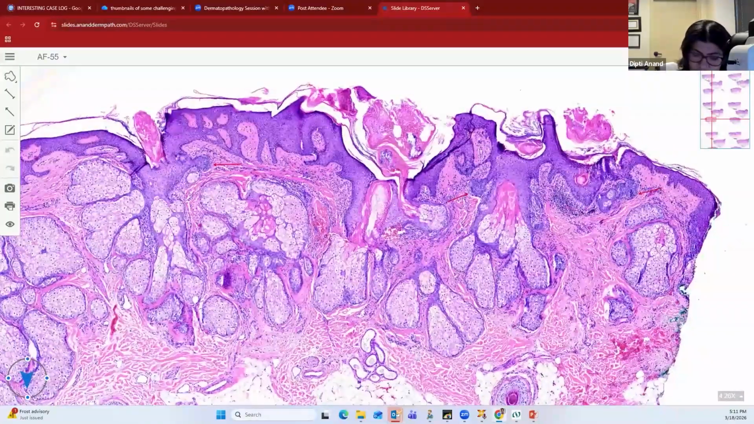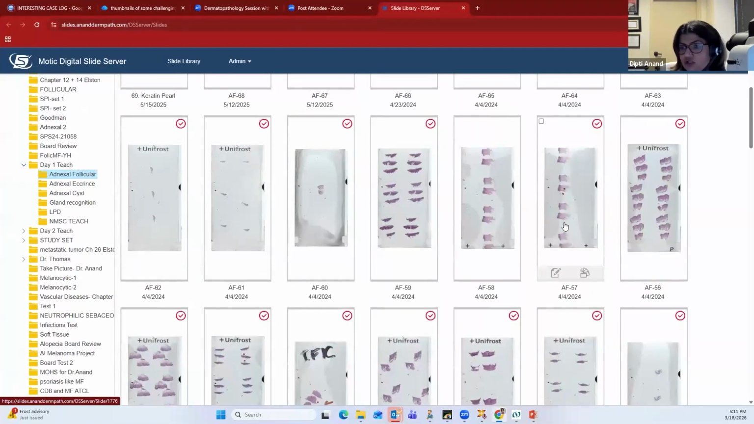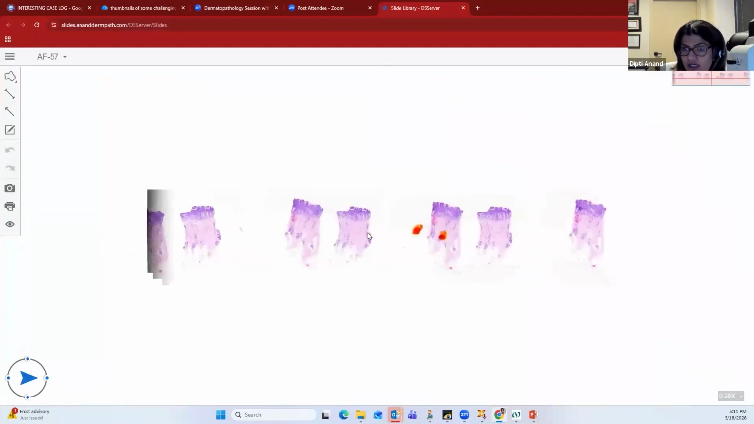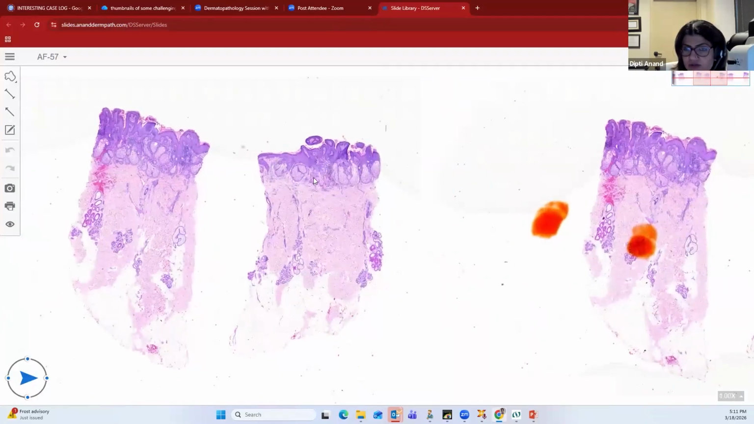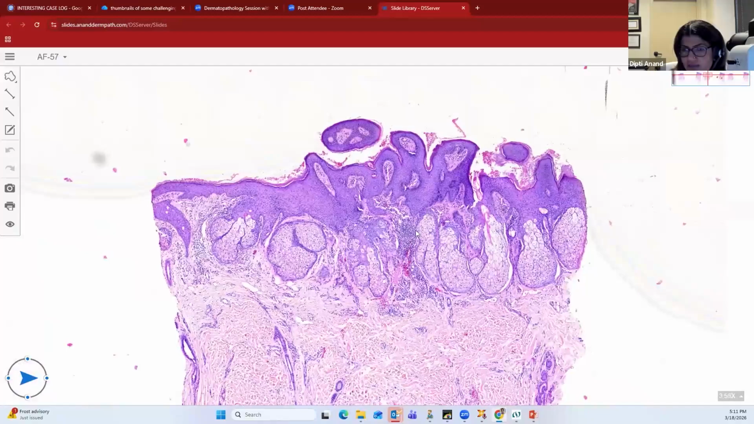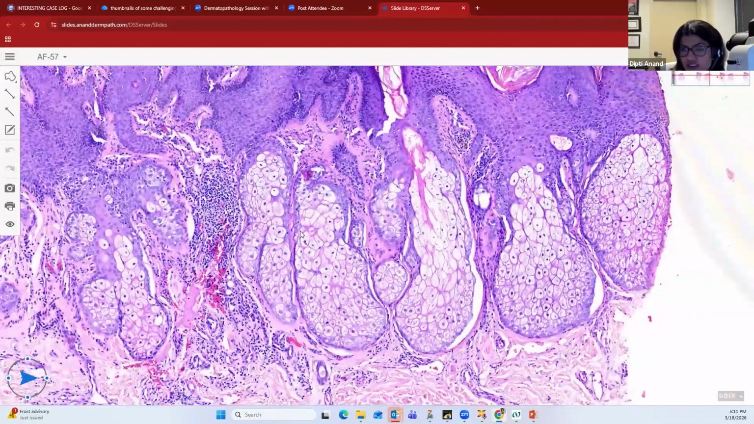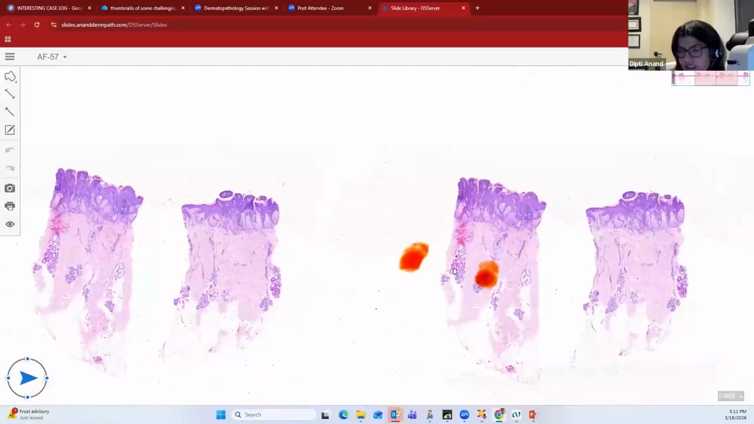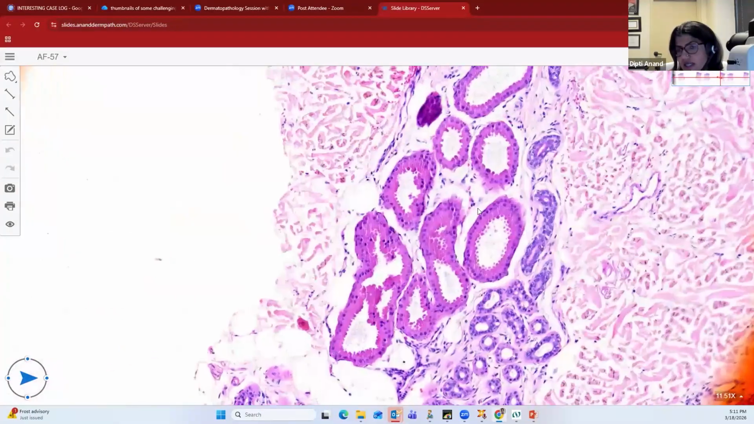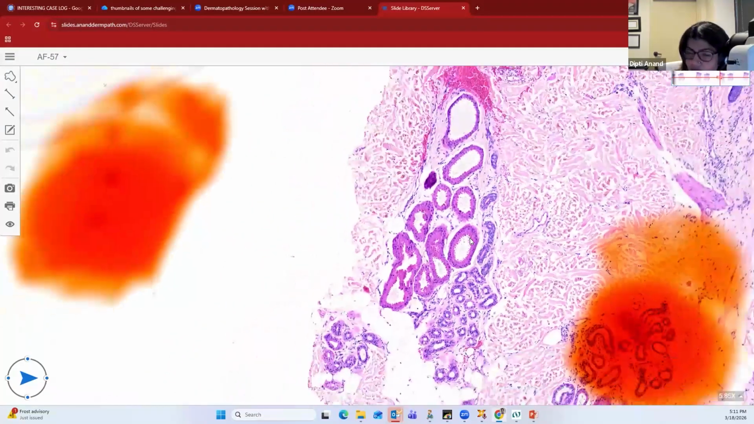Another clue for nevus sebaceous is when there are apocrine glands on the scalp. Apocrine glands do not occur on the scalp. So this is an example of a nevus sebaceous where you can see the nice verrucous epithelial proliferation. You can see the papillomatosis. You can see all these immature hair follicles with numerous sebaceous glands. But importantly, deep in the dermis, you see these apocrine glands. Apocrine glands do not occur on the scalp. So if you see apocrine glands on the scalp, that means this could be a nevus sebaceous.